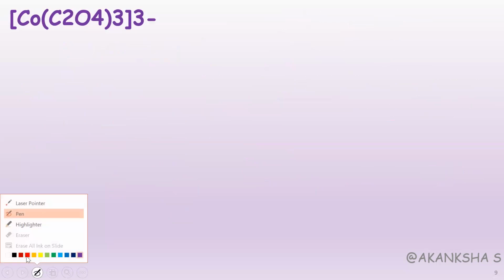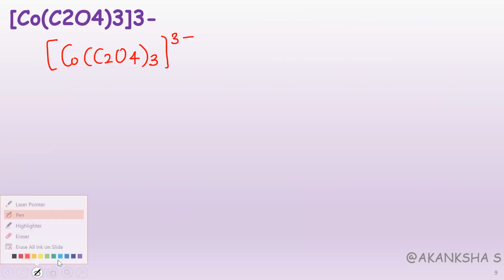The next compound over here looks something like this. Co is not carbon monoxide, it's a metal, cobalt. Then we have C2O4 thrice, 3 minus. Okay, so we need to know over here how to represent this.